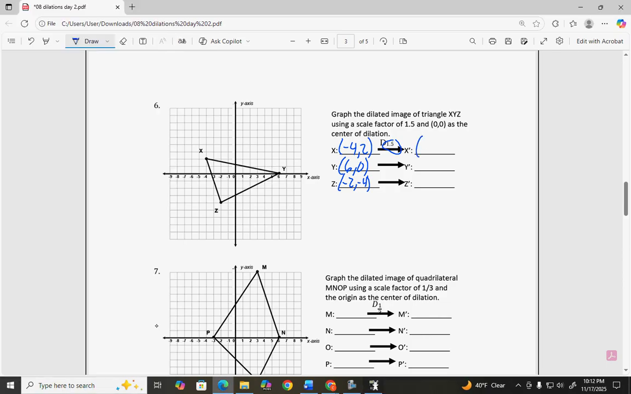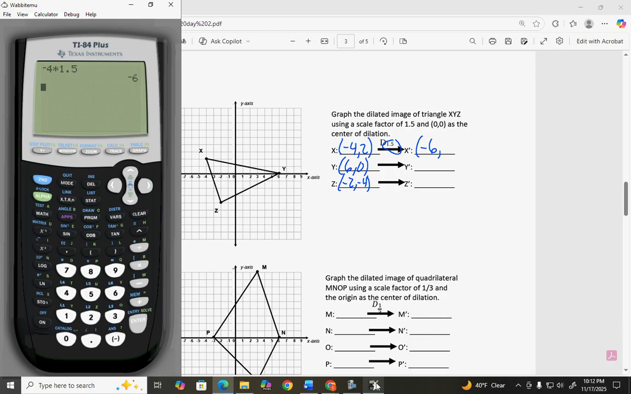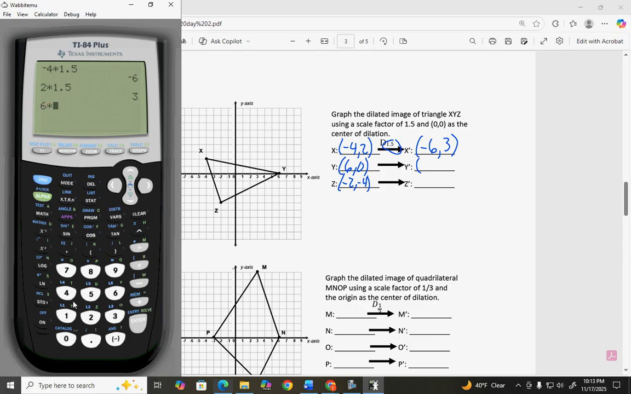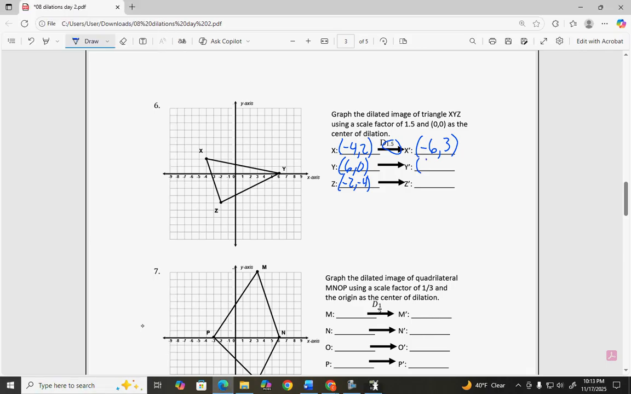-6. And then I have to do 2 times 1.5. And I get a 3. So I don't need a calculator for this. Next, I'll use a calculator. 6 times 1.5 is 9. I don't have to use it on the 0, though. I know that anything times 0 is 0. And then -2 times 1.5 is just going to be a -3, right? If 2 times 1.5 was 3, then -2 times 1.5 will be a -3. And then -4 times 1.5 I already know is -6 because we did it right here.